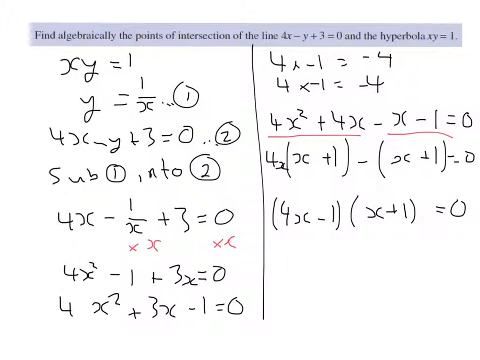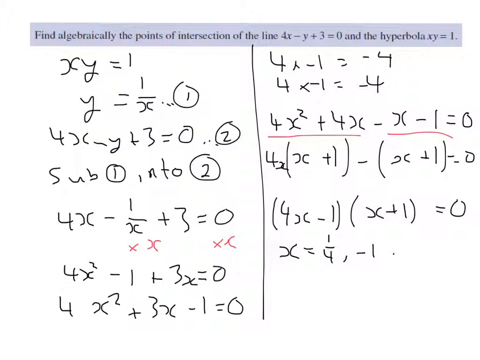So we can see now all that factorisation work that you've been doing in the past is finally bringing some fruit. We have the values for x. Because 4x minus 1 equals 0, if I divide both sides by 4, x equals a quarter. So x can be positive a quarter, or in the other case, it could be negative 1.